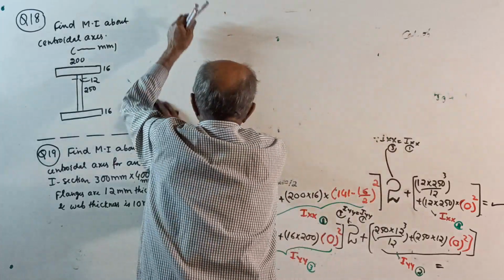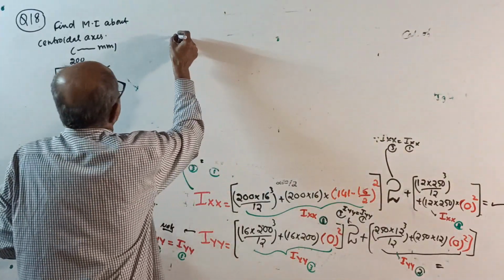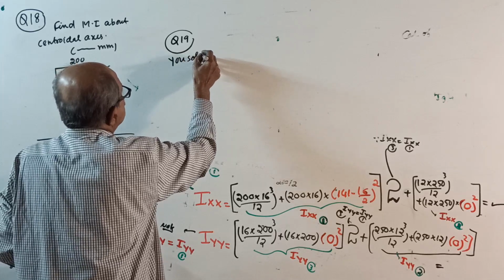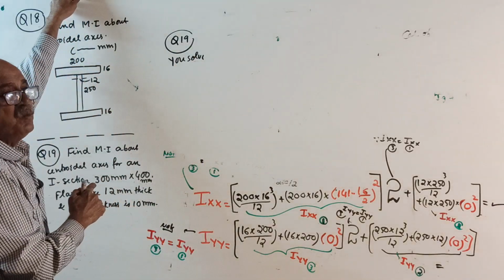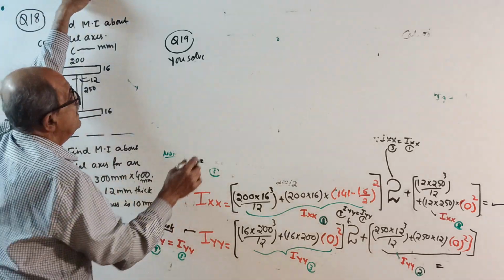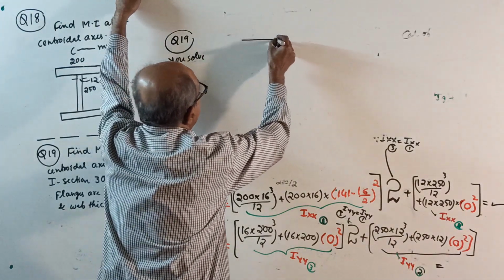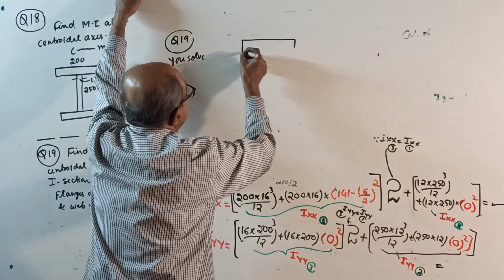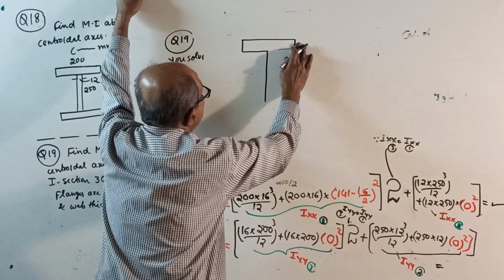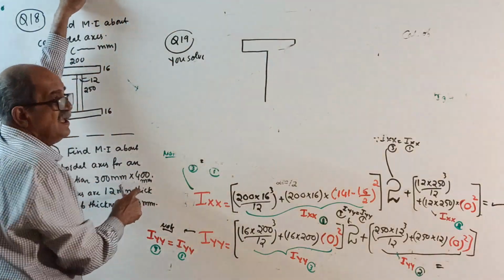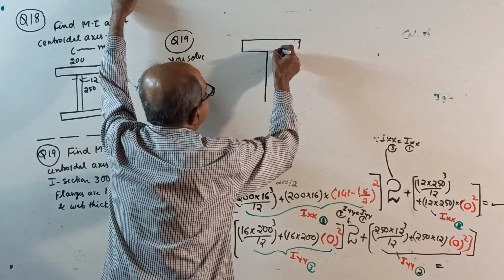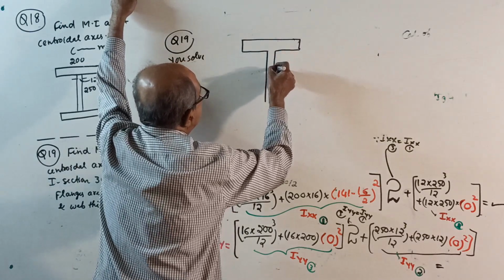I will make a note here. The last question, question 19, you solve. I will give the answer now, you solve. But the only thing is, it is given in words. Find the moment of inertia about the centroidal axis for an I section 300 by 400. When it is not specified, it is understood that the first dimension given is horizontal and the next is vertical. And when you say 300 by 400, somebody will think rectangle. No, the 300 by 400 they are giving is the boundary dimension.